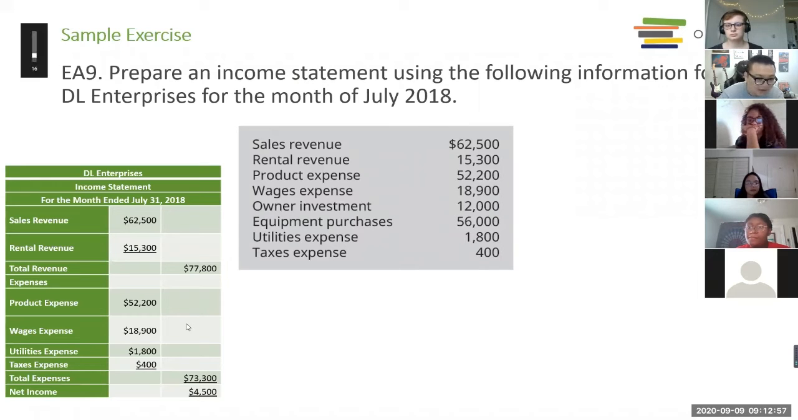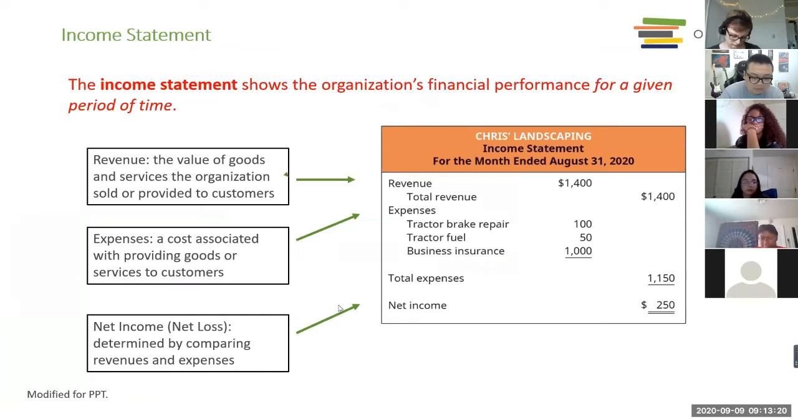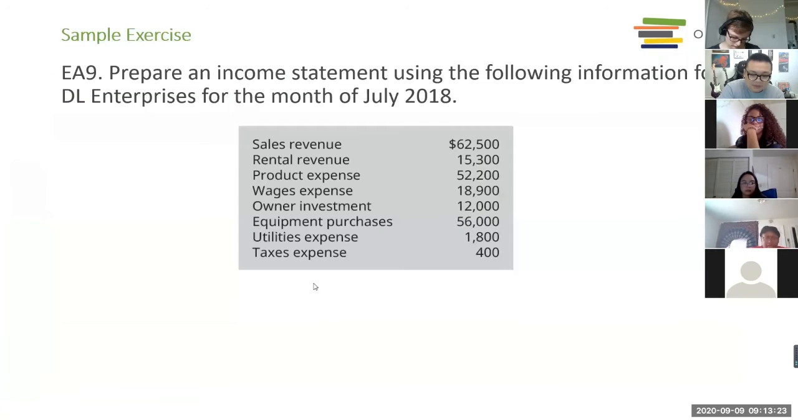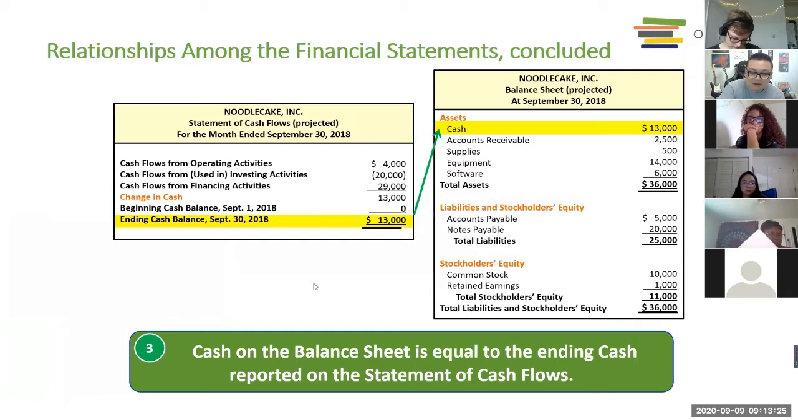Hi, yes, I do. It's not related to the homework, but last class we said that the cash on the balance sheet is equal to the ending cash reported on the statement of cash flows. And I just wanted to double check the ending cash balance. Is that the cash flows that come from financing activities, or is that like free cash flow, or what exactly is that? Because it says on the chart that you gave us, change in cash, beginning cash balance, and... Yes, it's right here, right? This is the slide.